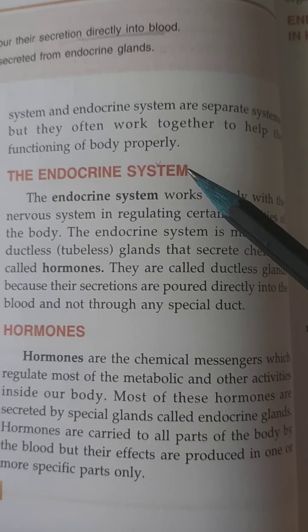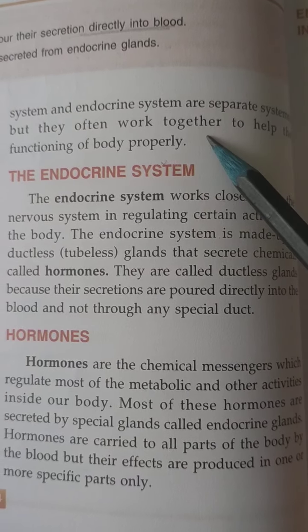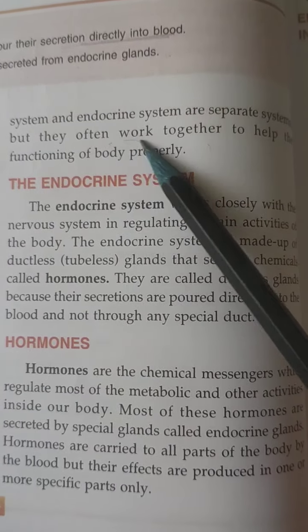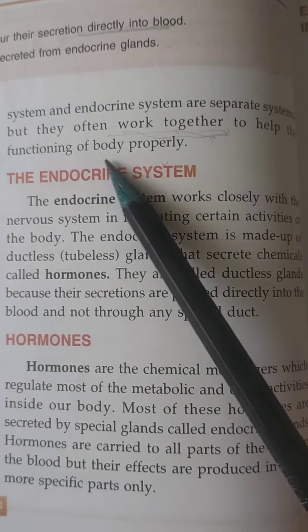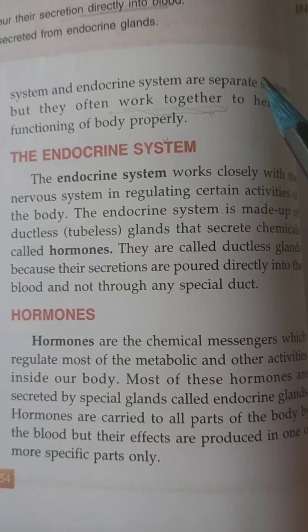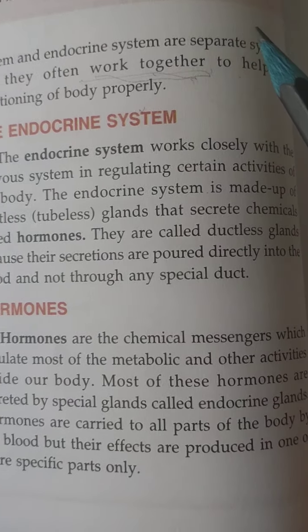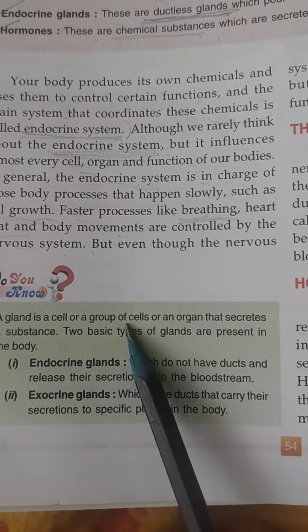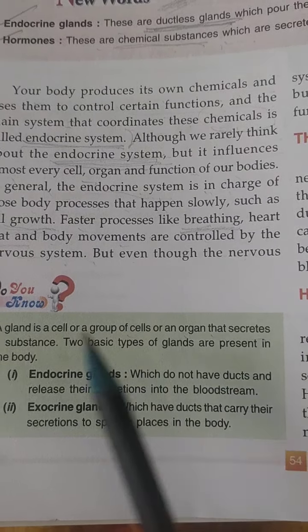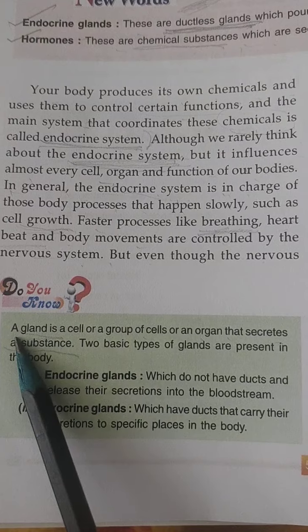Although the nervous system और endocrine system दोनों separate systems हैं, but they work together. They work in coordination and help in performing the different functions of the body. So you know, a gland is a cell or a group of cells or an organ that secretes a substance. What is a gland?